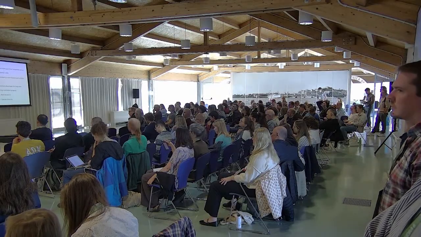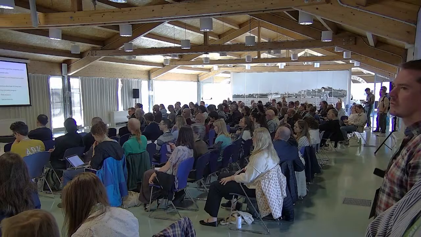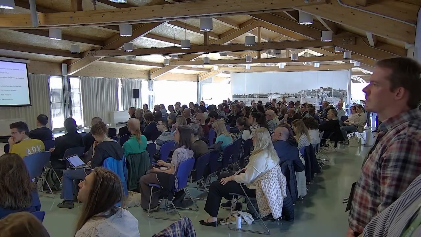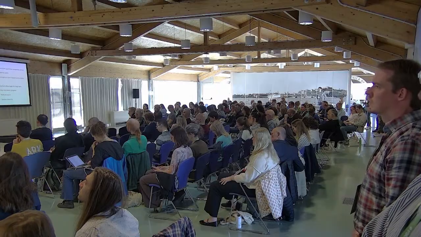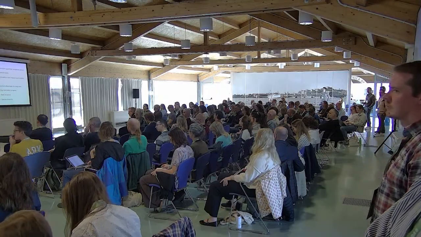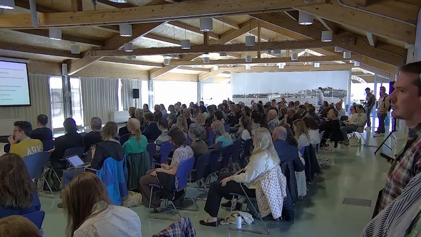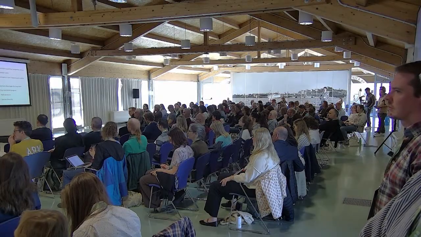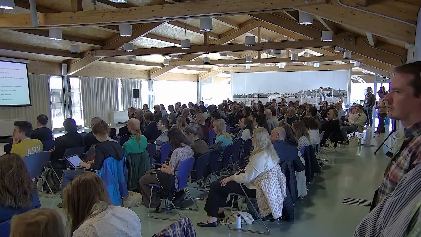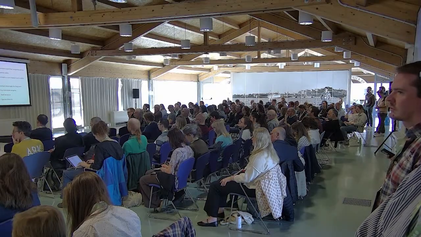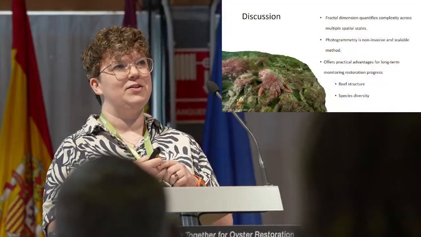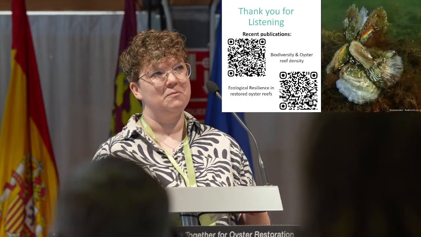What we can say overall is that the photogrammetry works on such a low vertical relief habitat, such as an oyster reef, and has applications in restoration for long-term monitoring as the restoration progress goes along. To enhance this, you could even have a permanent transect, so you could measure the same area of a reef over time as it is undergoing recovery. And it can provide indications for both reef structure and species diversity.